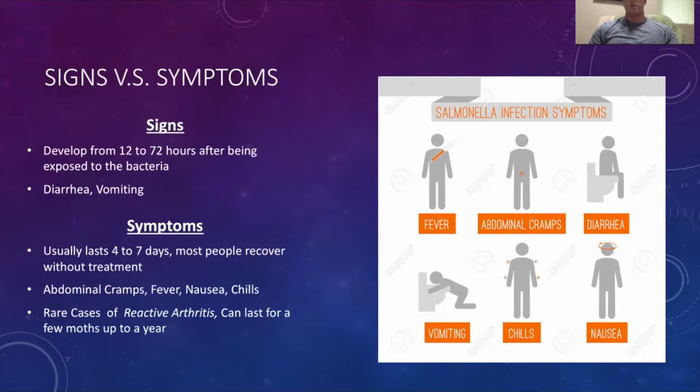And even more rare is people will die from salmonella, but that's usually because they didn't seek any treatment. Symptoms for this bacteria are abdominal cramps, fever, nausea, chills, things like that. And then there are very, very rare cases where people get reactive arthritis, which is due to the diarrhea and the vomiting as well. It causes a pain in your joints, and that can last anywhere from a couple of months up to a year.